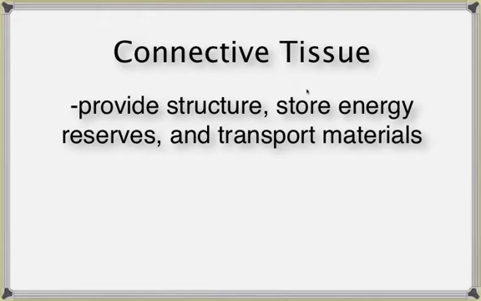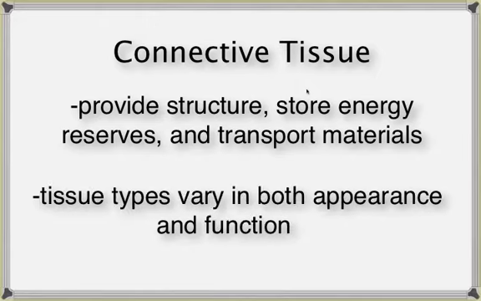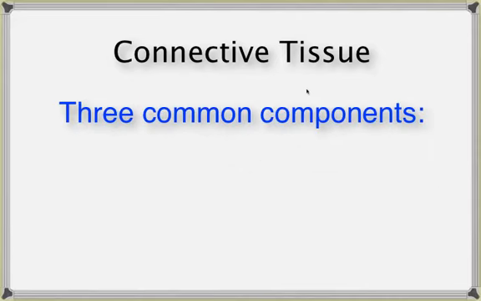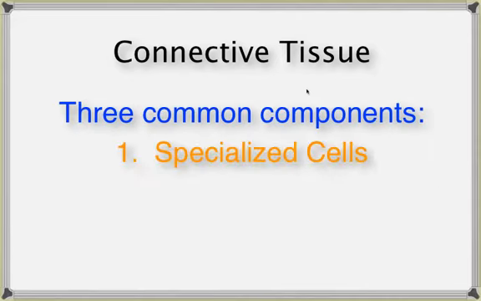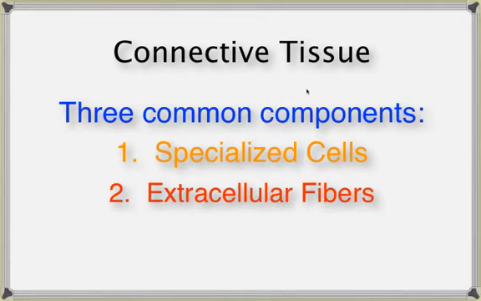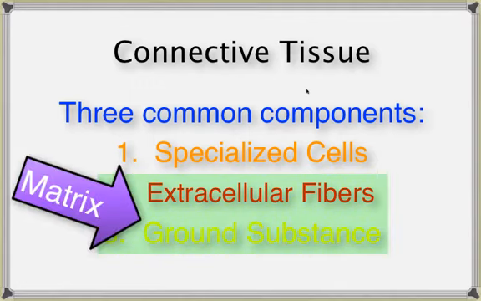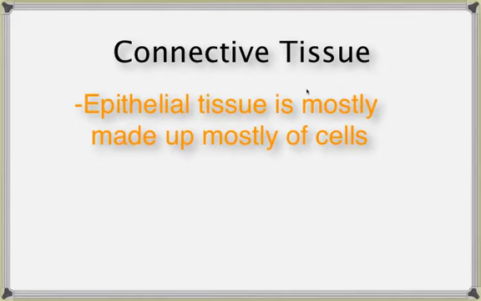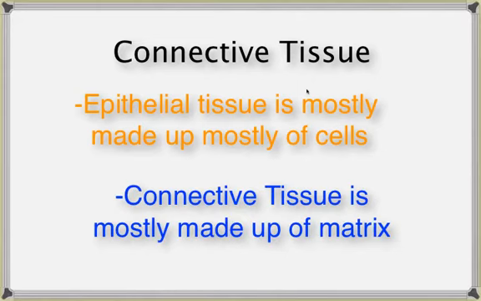Each of these different connective tissues vary widely in both their appearance and their function, yet they do have some common components. The three common components are specialized cells, extracellular protein fibers, and a fluid called ground substance. Together, the extracellular fibers and the ground substance are called the matrix, and this matrix surrounds the specialized cells. We saw in epithelial tissue that cells made up the bulk of the tissue, but with connective tissue, the matrix typically accounts for most of this type of tissue.